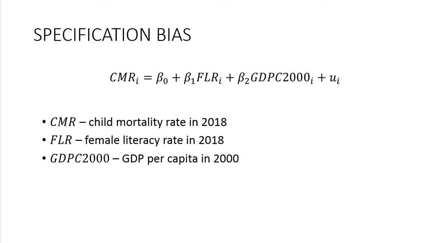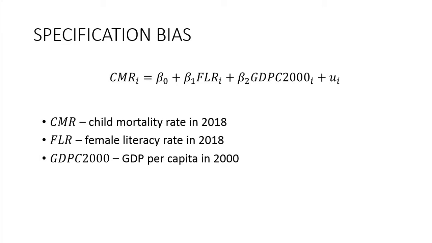So child mortality rate is the dependent variable. We take this value for 2018, and in our case index i stands for country. So we estimate the model for cross-sectional data. FLR stands for female literacy rate in the same period. By the way, we expect that beta 1 has a negative coefficient due to the fact that higher female literacy rate is expected to decrease child mortality rate.